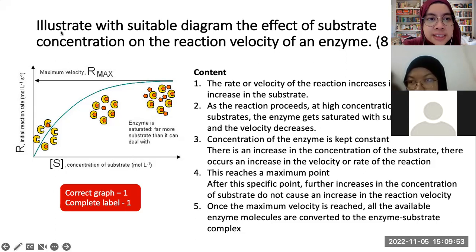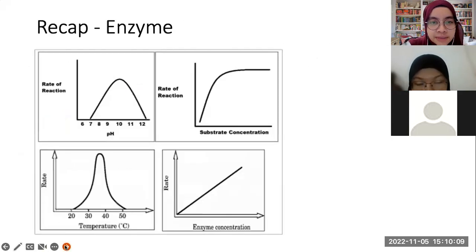We will do practice on that, but let's focus on the content first. This question is asking you to illustrate with a suitable diagram, meaning that you need to include a diagram, on the effect of substrate concentration on the reaction velocity of an enzyme. If you remember in the chapter on enzyme, these are the 4 graphs that you will see. We will do an experiment on this later on to check the effect of these factors on the enzyme rate of reaction.